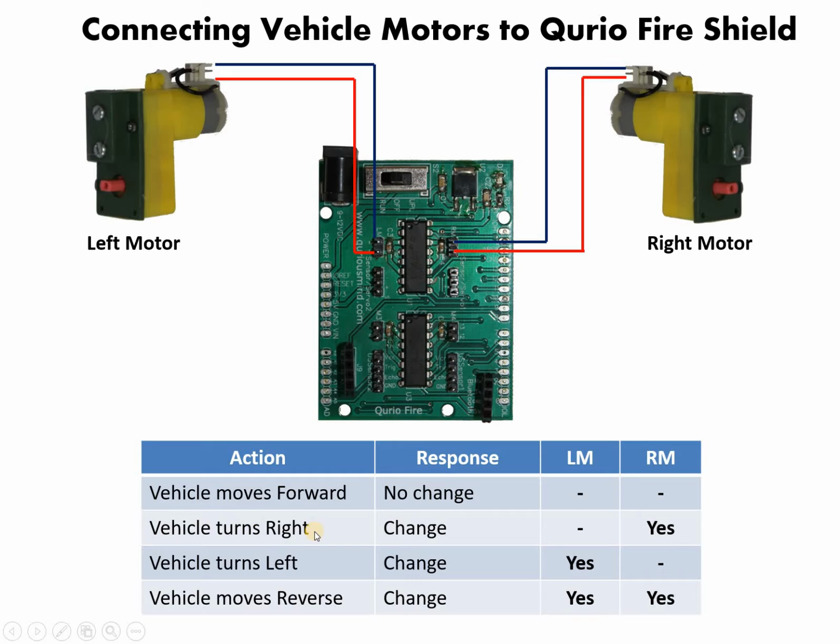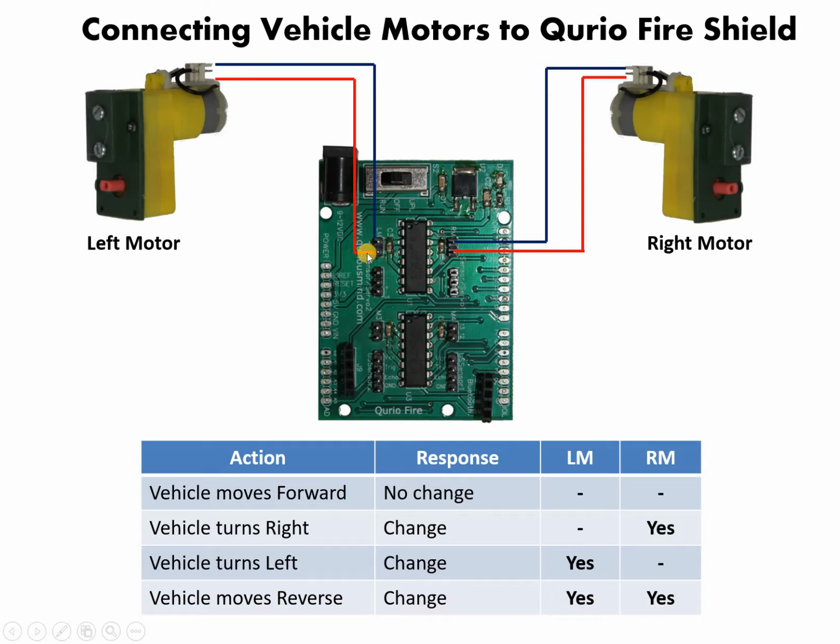In case the vehicle is turning left, we will be interchanging the left motor connections. And in case the vehicle moves in a reverse direction, instead of moving forward, it is moving reverse. In that case also our response is to change, but in this case change both the wires.